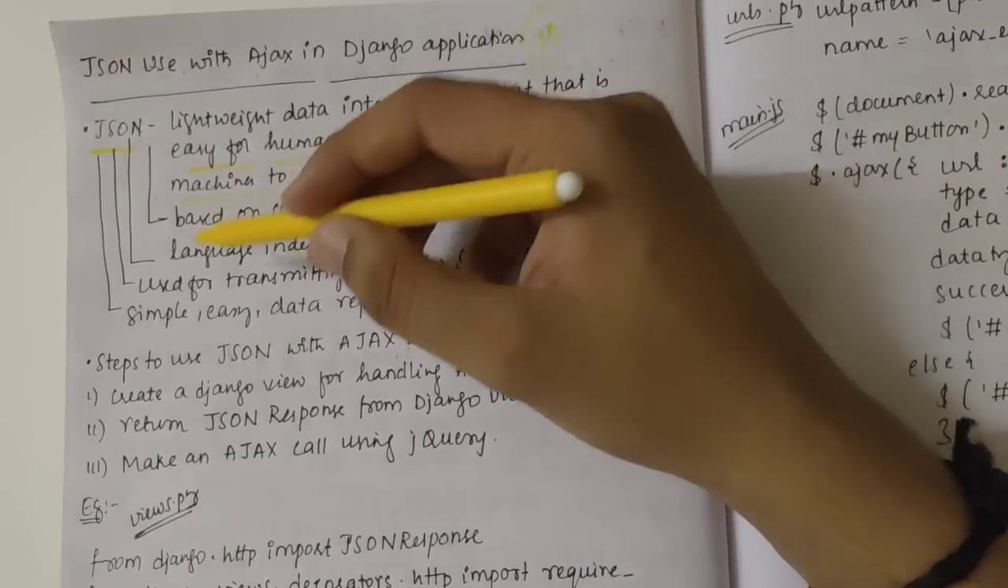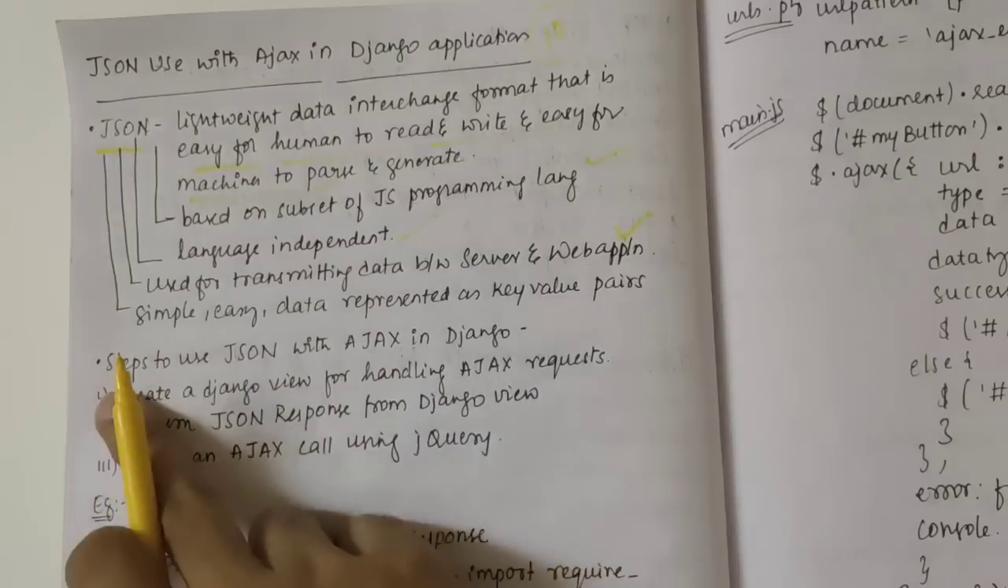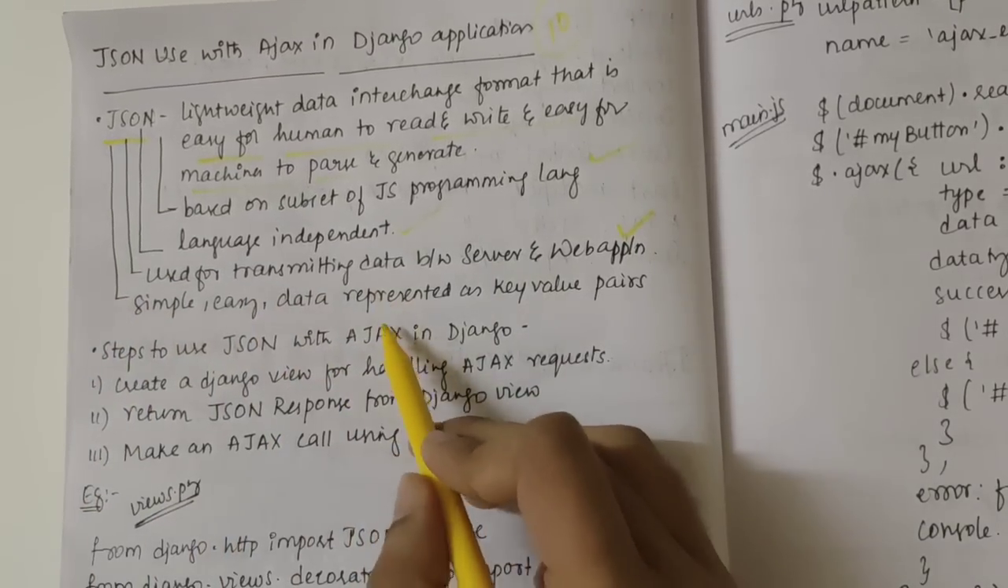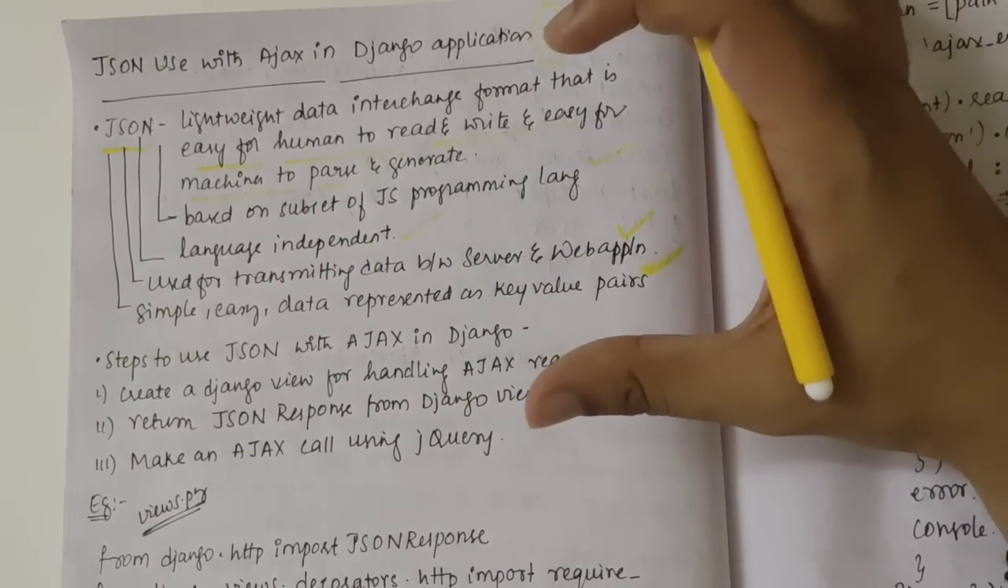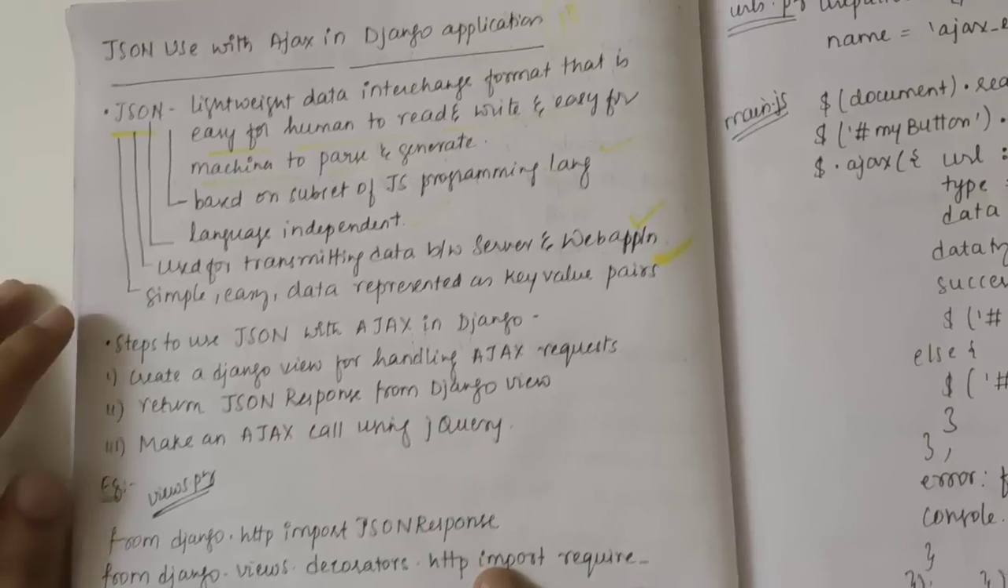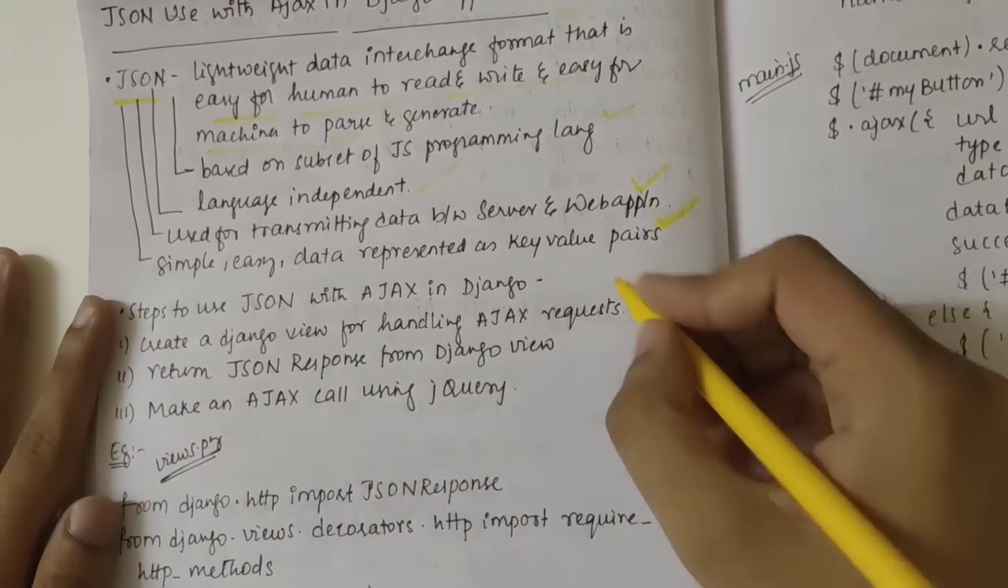Then JSON is used for transmitting data between server and web application. JSON is simple and easy, with data represented as key value pairs. So this was the introduction part of JSON. Looking at the steps, there are majorly 3 steps happening here. First step is to create a Django view for handling the Ajax request.